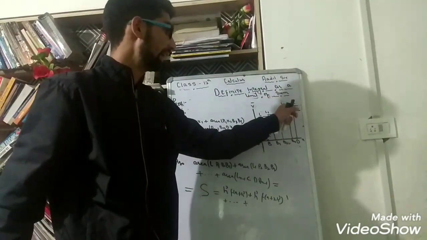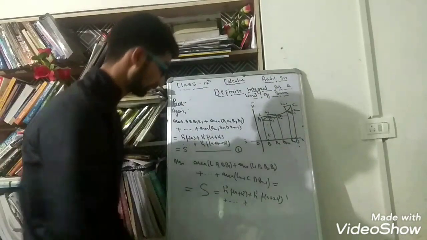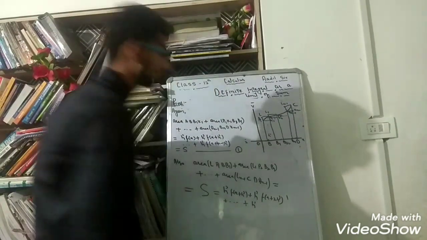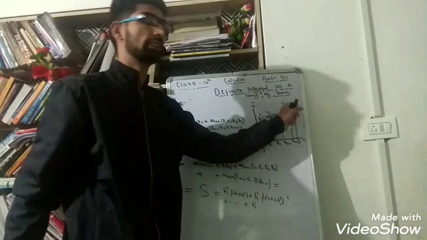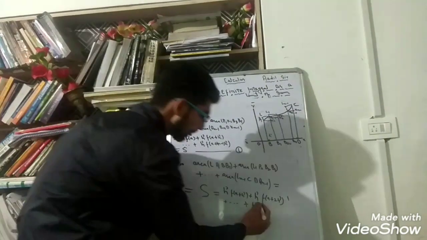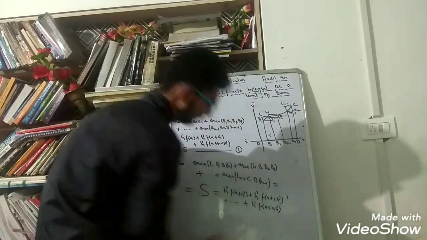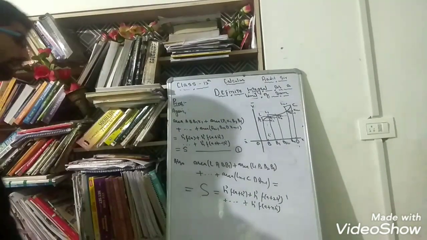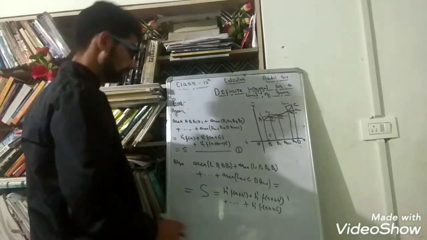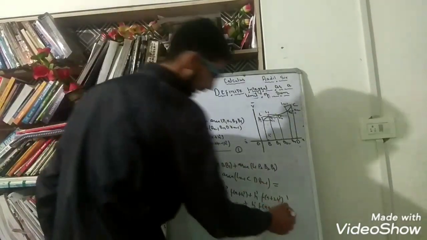What is that? Area of this rectangle. That is length into breadth. Length we have H. But what is the breadth here? Breadth is the ordinate of this point C. What is that? f of A plus n H. So up here you take this second equation.